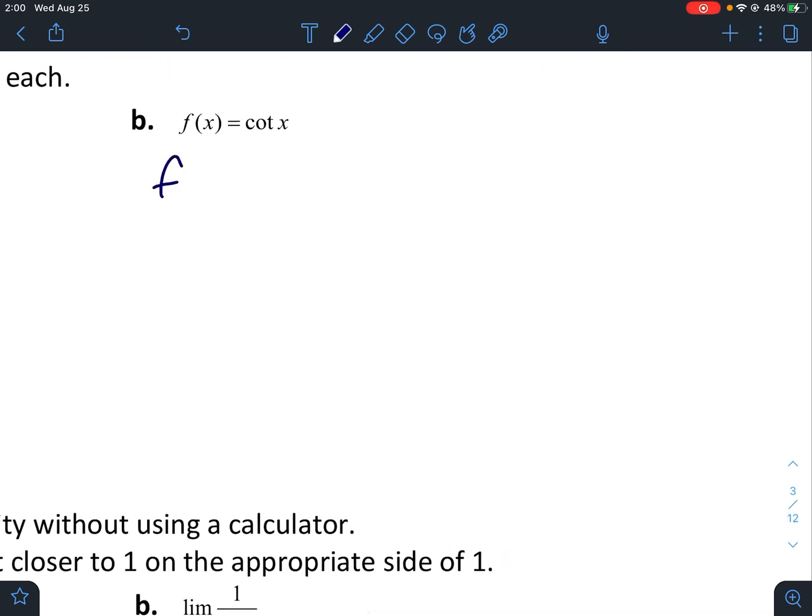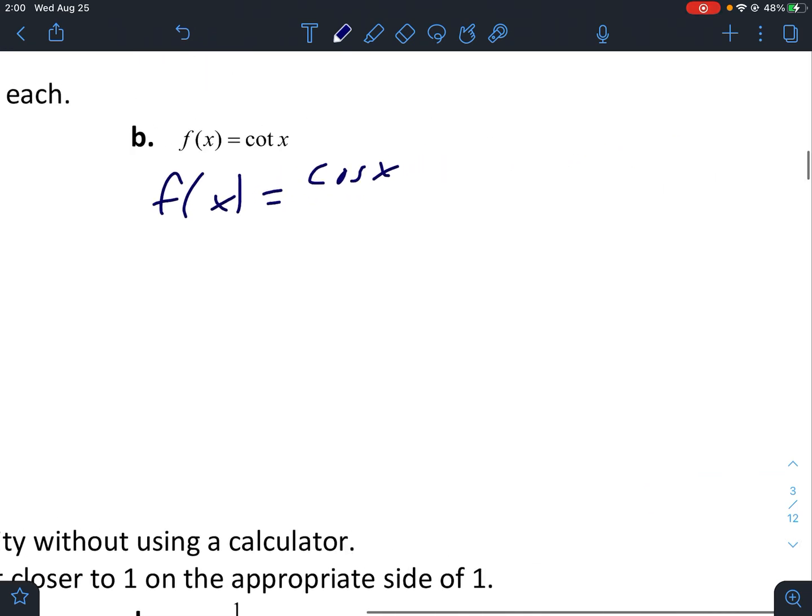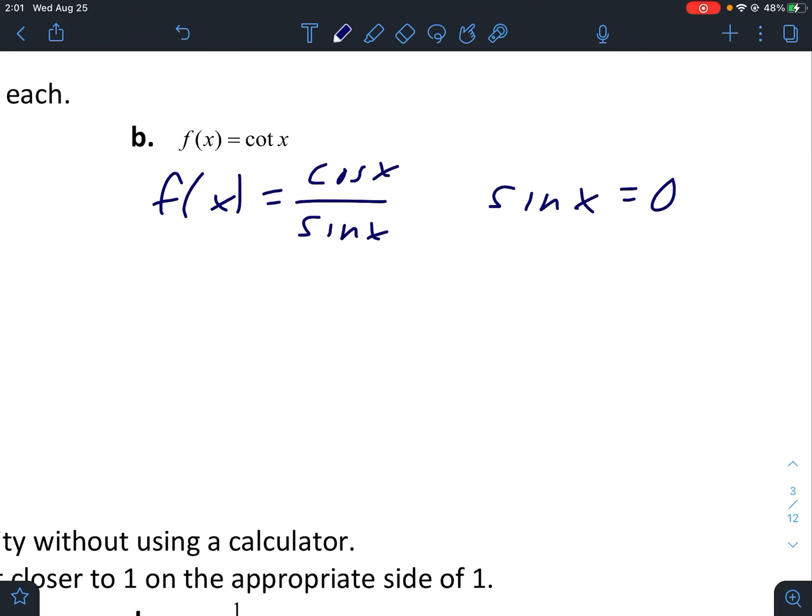For b, let's remember that cotangent is equal to cosine over sine. So really we're looking for when the sine of x equals 0, right? Well, if we're thinking about just the unit circle, that would be at 0, pi, or 2 pi. But the unit circle is not the only angles possible. We're talking about any pi to the left of 0 or to the right of 2 pi would also be.